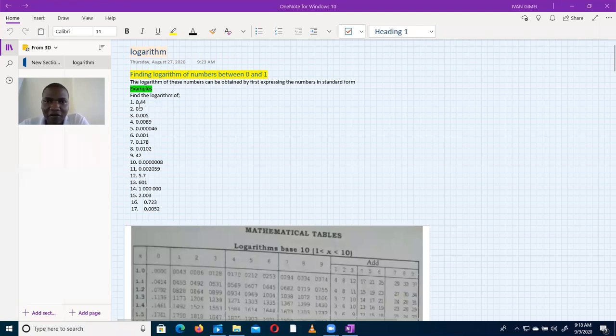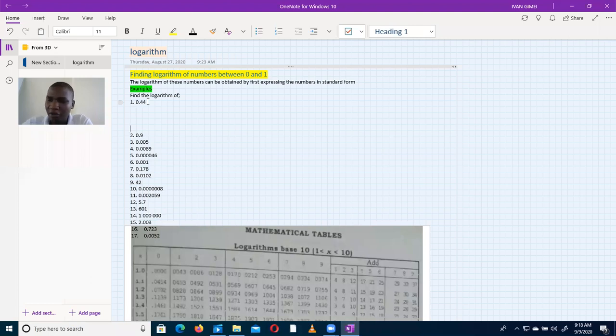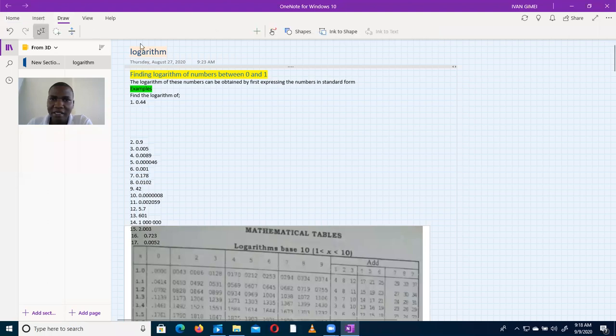So that's what we're saying. Find the logarithm of 0.44. How do you find that logarithm? Let's have it as an example here. We said this has to be first expressed in standard form. So we need to express this in standard form before we can do anything. So 0.44. What is 0.44 in standard form?